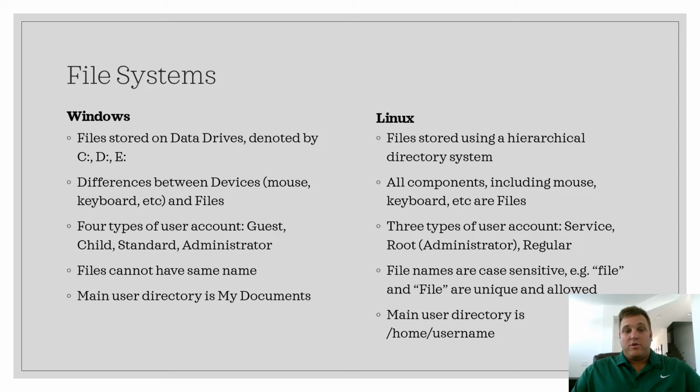Windows has 4 user account types: guest, child, standard, and administrator. Linux only has 3 account types: service, root, which is equivalent to administrator, and standard. In the Windows system, files cannot have the same name and the file names are not case sensitive. In Linux, the file names are case sensitive, so having a single capital letter will differentiate the files.